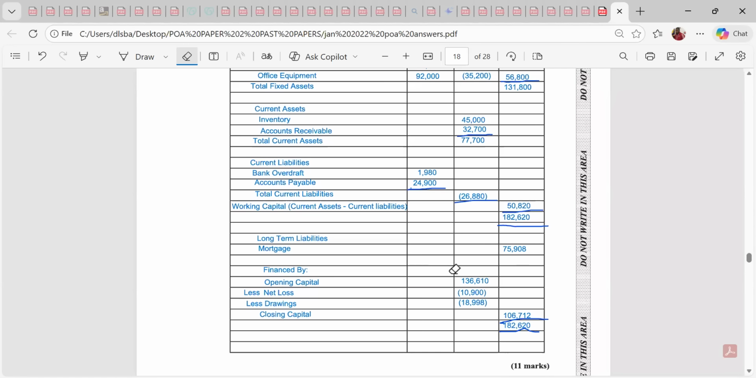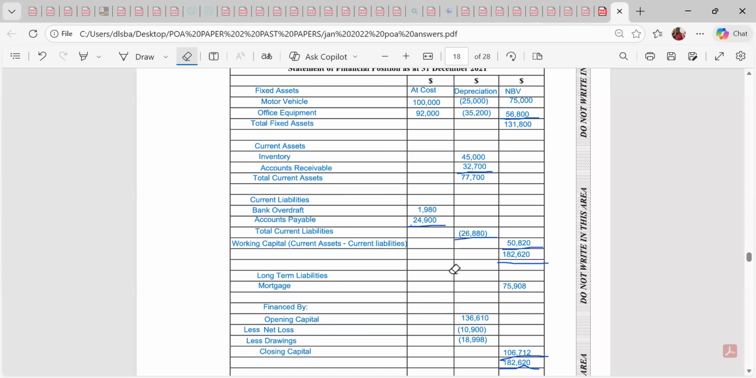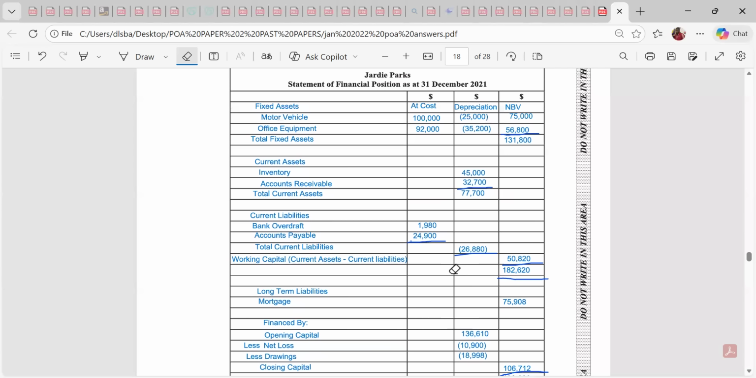Y'all, please, if you don't know your balance sheet format real good by tonight, when you go in the exam tomorrow, at least know it kind of good now. If all else fails, and you cannot remember your vertical balance sheet, at least remember your horizontal balance sheet and get some points.